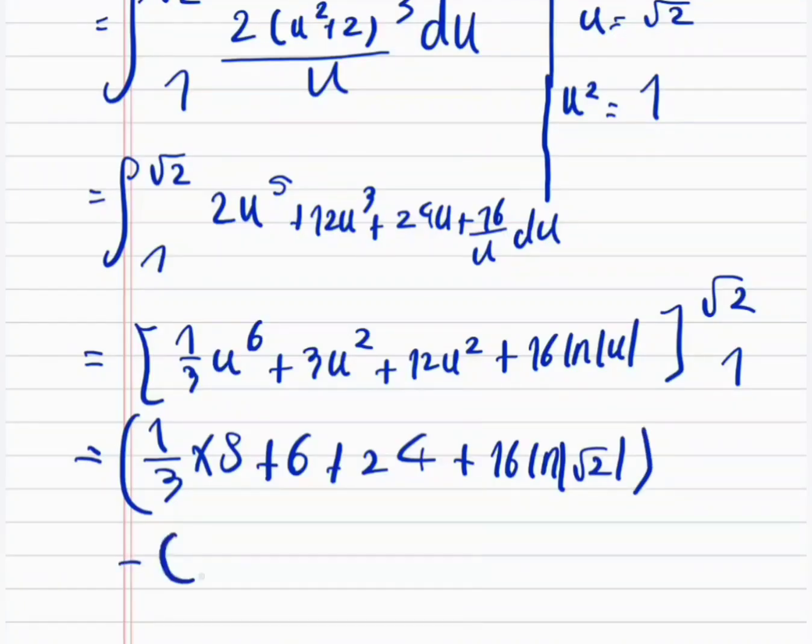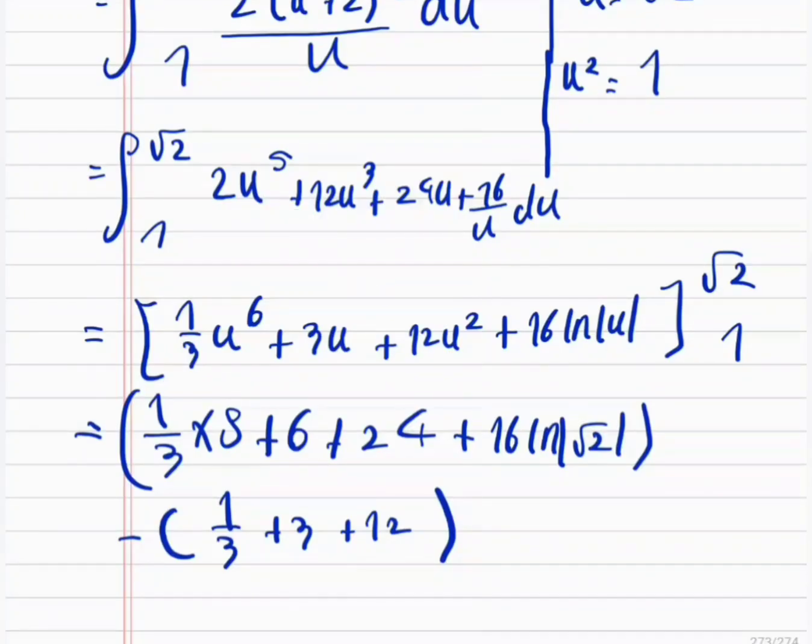Okay, then we subtract when we substitute 1, which is 1 over 3 plus 3 plus 12 plus 16 ln 1, but that's just equal to 0. I just realized that here actually it is 3u to the power of 4, so we need to change some of these. For this part, we have 3 times root 2 to the power of 4, that's essentially 3 times 4, which is 12. So we get 12 here, and now we just simplify this.